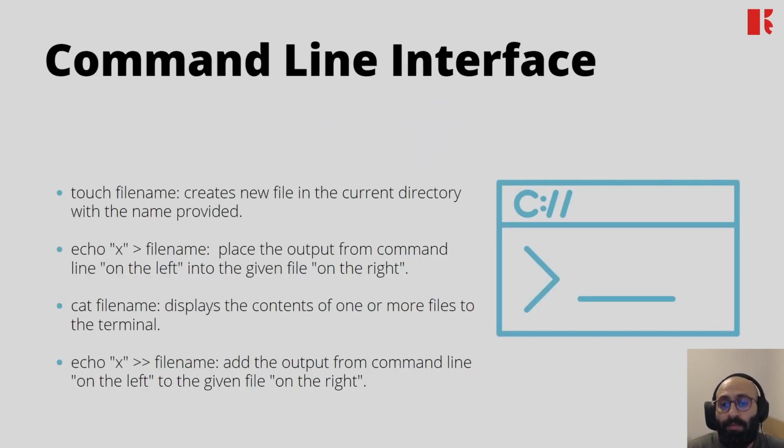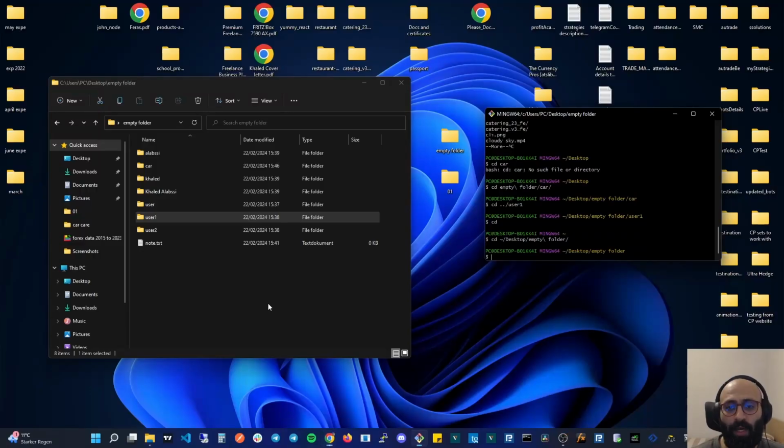The 5th command we're going to learn today is called touch. Touch creates a new file for us in the current directory, or the working directory of the command line. Of course, touch takes the file name with it, because it needs to create a file, and this file needs to have a name. So let's see how it works.